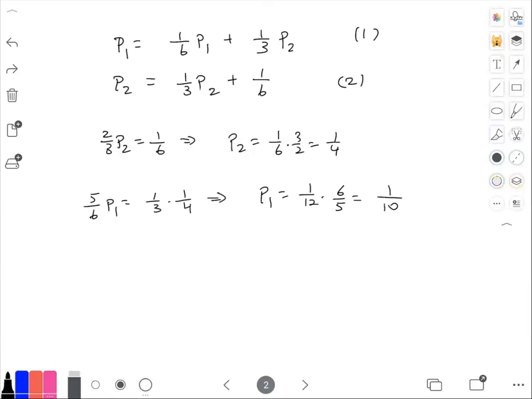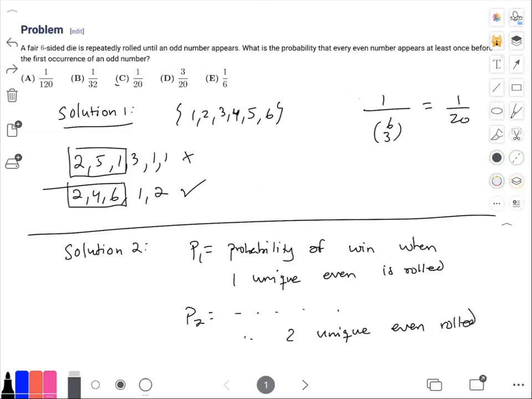Okay, so now what we've found is that the probability of winning when I have rolled one unique even number is 1/10. Well, how do I even get to stage P1 in the first place? The first die I roll has to be an even number, which happens with a 1/2 chance. If I were to roll an odd number, then I lose. So our answer is 1/2 times 1/10, which is 1/20. Let's look back, and that is answer choice C, as confirmed in 2 solutions.